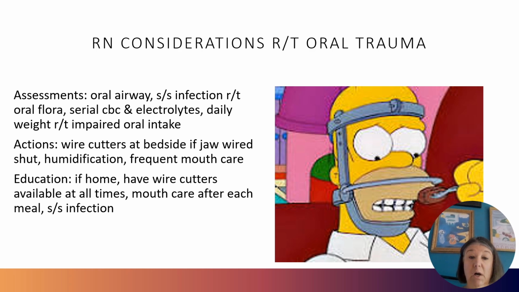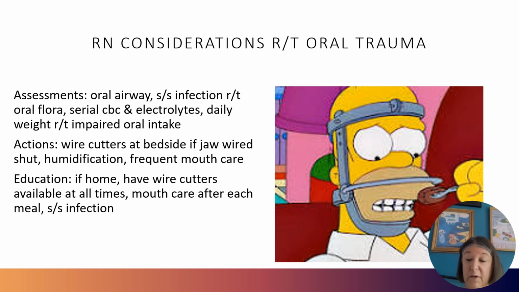All right. So RN considerations related to oral trauma, we're going to be looking at that. We're going to think about that airway. We're going to think about infection. We're going to be looking at labs, electrolytes related to nutrition, daily weights. Are they maintaining their weight? Are they getting all the things they need? We want to make sure they have wire cutters.